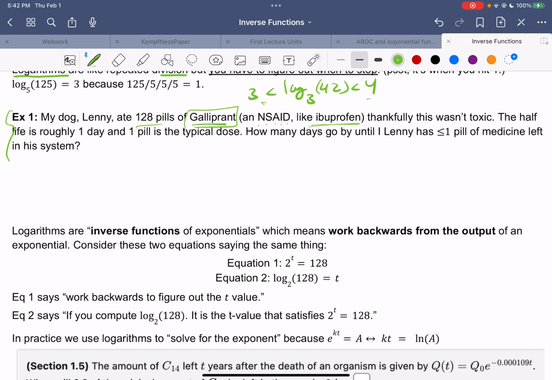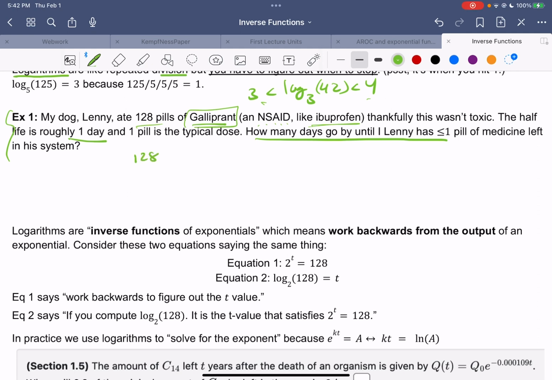Okay, the half-life is roughly a day. That's true. You could look up the half-life of Galliprant in a dog. And Lenny normally gets 1 pill a day. So my question is, how many days go by until Lenny basically needs another pill, until he has less than or equal to 1 pill in his system, right? And so you can play the game.